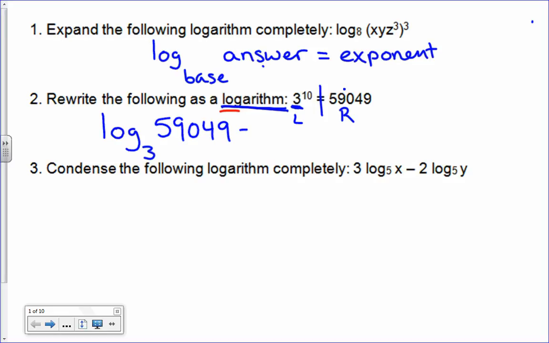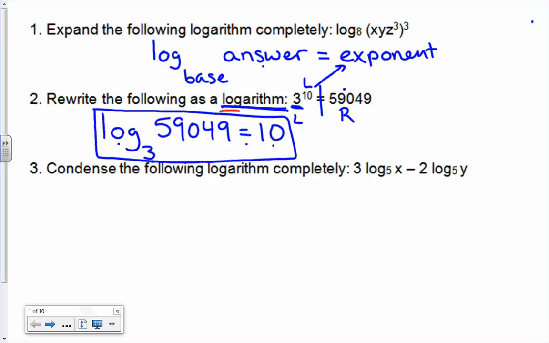59,049 is equal to, we come back to our left side, which is where our exponent is, and it equals 10. Notice how 59,049 is on the same line as log and the equals and the 10. The only thing that's dropped down is the 3. So this is your final answer. Log base 3, 59,049 equals 10.